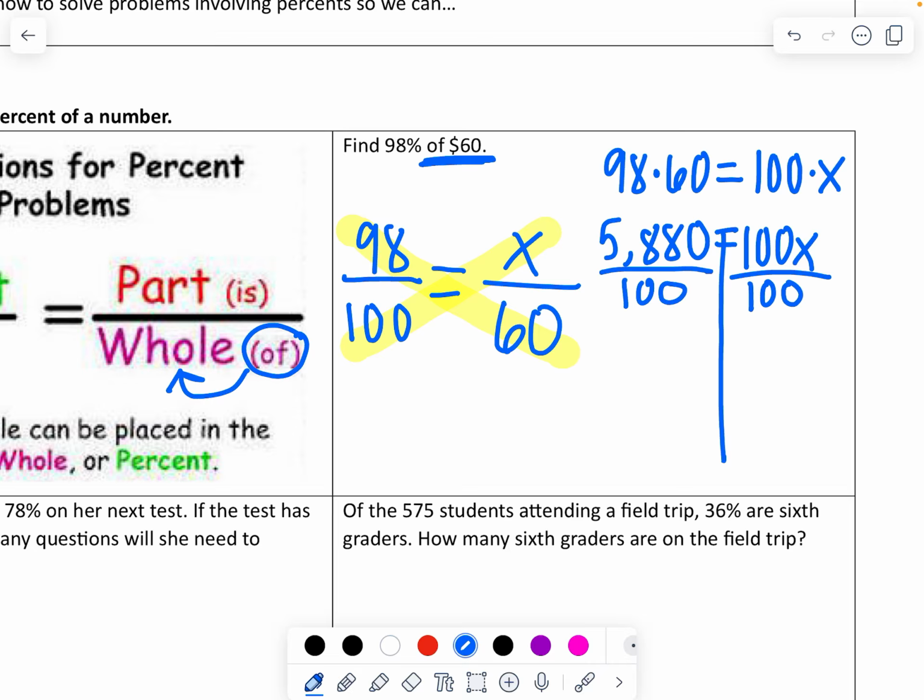100 divided by 100 is 1. So I'm left with x on the right side, my equals down the middle, and then I have to do 5,880 divided by 100. Okay, and if you need to use your calculator, you can. And you would get 58.8 or 58 and 8/10, which makes sense because we said our answer should be around 60. And so our answer would just be 58 and 8/10.